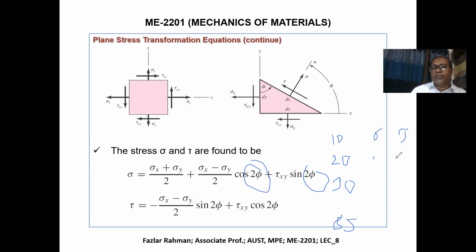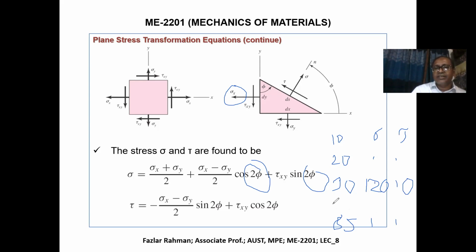And if you put all the values, then you will see that for a certain angle of phi, that means the angle of the plane at which you are cutting the object, at that plane the value of sigma comes out maximum. Say at a 30 degree angle you are getting the value of sigma, for example 120, but tau you are getting 0.